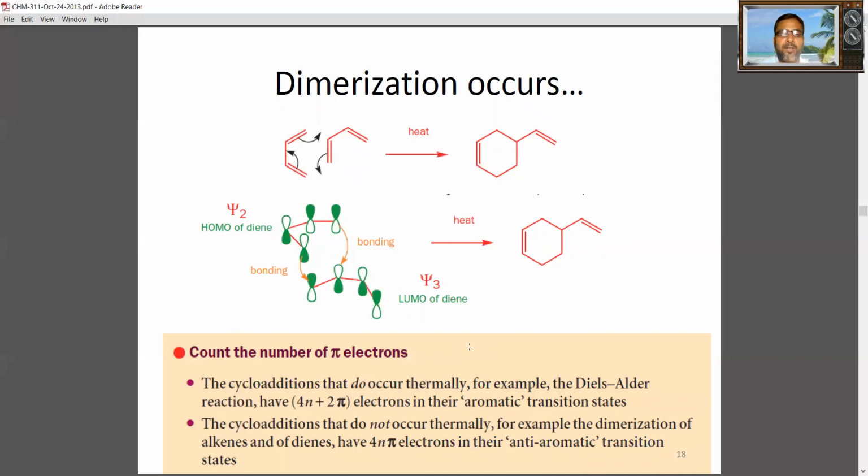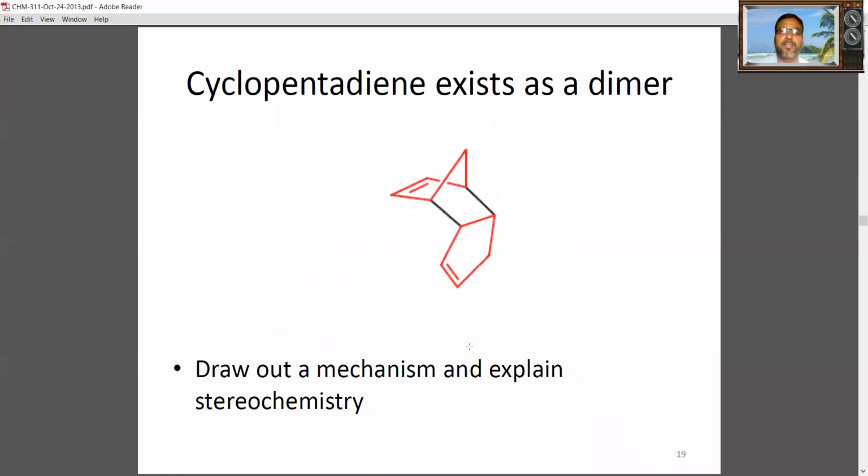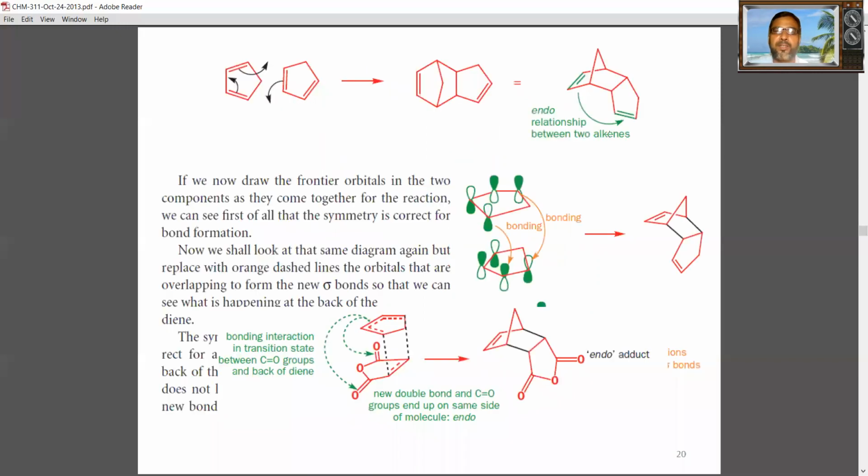The cycloadditions that do not occur thermally, for example the dimerization of alkenes and of dienes, have 4n pi electrons in their anti-aromatic transition state. So you can see cyclopentadiene exists as a dimer. Draw out the mechanism and explain the stereochemistry. You can see the endo relationship between the two alkenes. This is your diene, this is the dienophile, then formation of this ring, and this is the interaction.